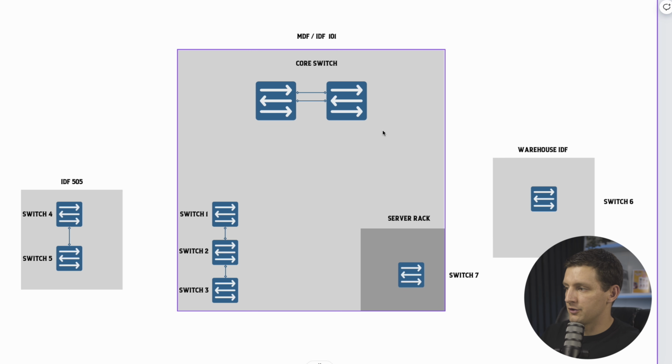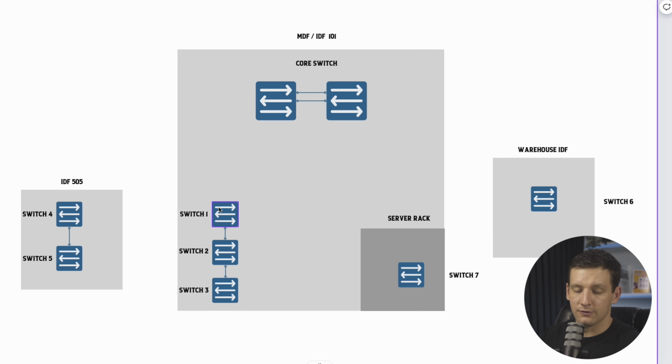If you're a network technician, a network engineer, or a network admin, you've got to be familiar with network stacking or switch stacking. So the first thing we're doing is stacking these switches that have IDFs with multiple switches in them. Switch 1, 2, and 3 will be stacked. Switch 4 and 5 will be stacked in IDF 505. And in the warehouse IDF, since we don't have another switch in there, it's just a single switch, there's no need to stack it, right? The core switches are stacked as well. First thing, stack your switches. Make sure network management is working properly.